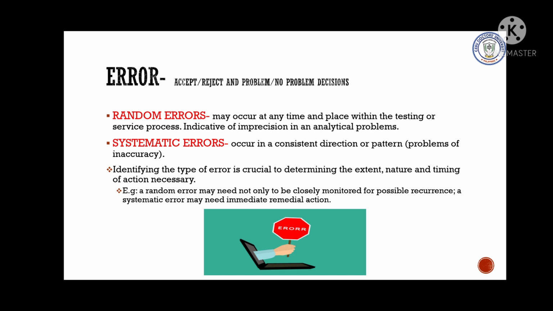The errors, class, may be classified into two types: a random error, which may occur at any time and place within the testing or service process, and systematic errors, which occur in a consistent direction or pattern. Random errors are indicative of imprecision in an analytical process, while problems of inaccuracy show up as systematic errors. Identifying the type of error is crucial to determining the extent, nature, and timing of action necessary. For example, a random error may need only to be closely monitored for possible recurrence, while a systematic error may need immediate remedial action.